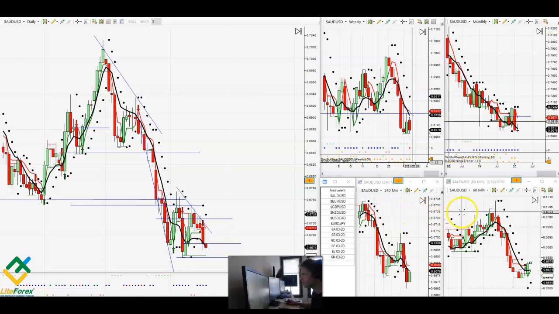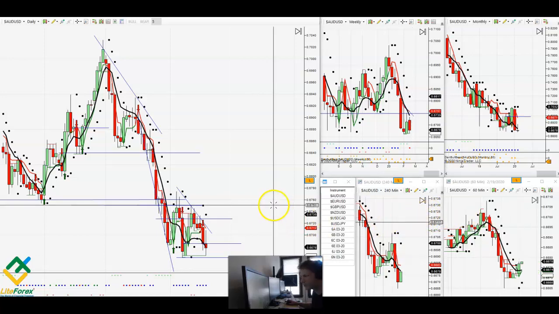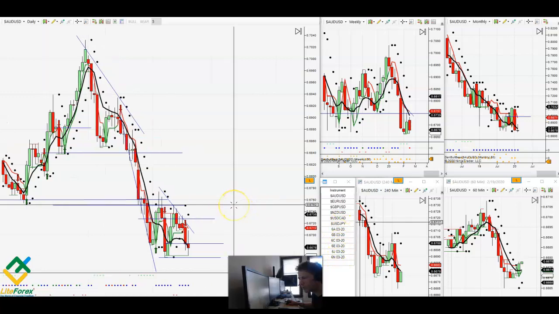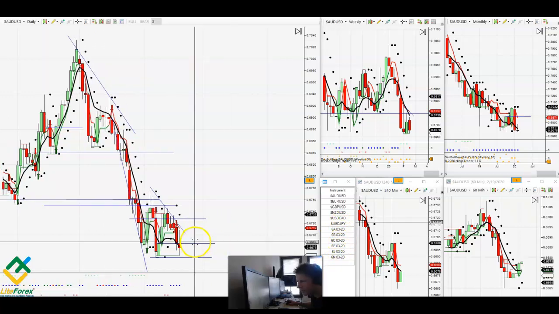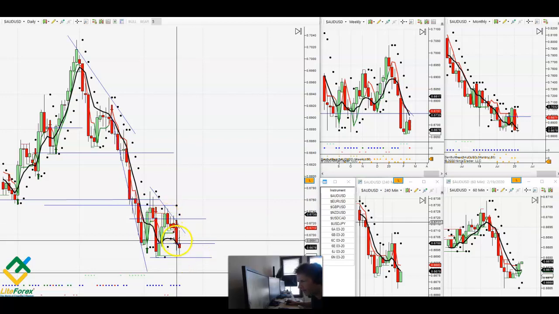As always, I've got my daily, my weekly, my monthly, my 240 and my 60-minute charts. And I always have my Forex pairs with my futures currencies below. Okay, so the Australian USD is definitely looking to go lower, but we're in this kind of choppy sideways area.